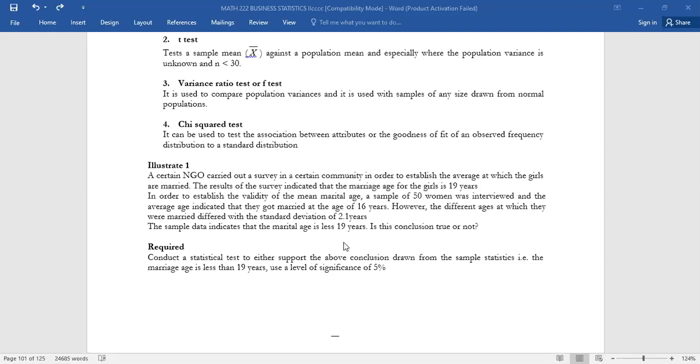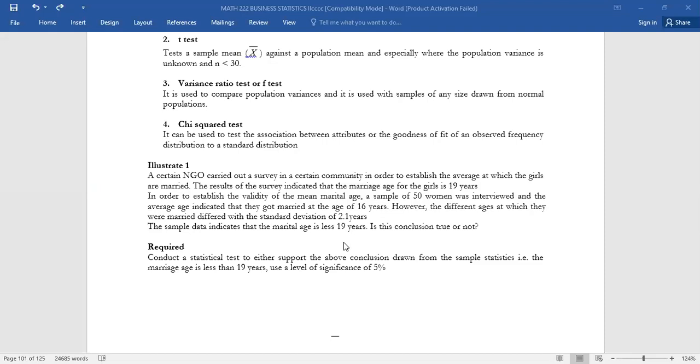So if you add 2.1 to 16, you are going to have 18.1. Yeah, that's the standard deviation. Or if we subtract, we are going to get 13.9. Now, the sample data indicate that the marital age is less than 19 years. Is this conclusion true or not?